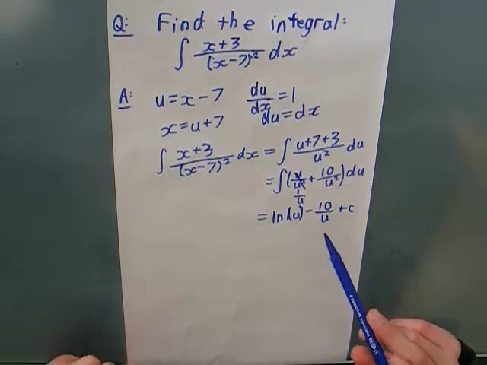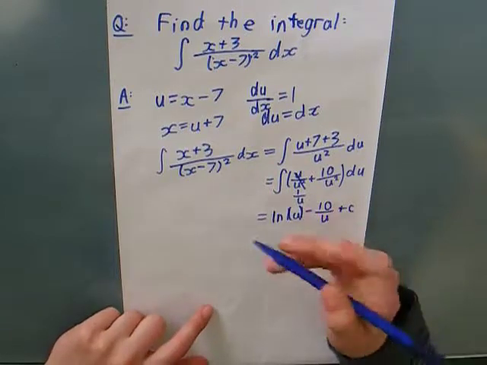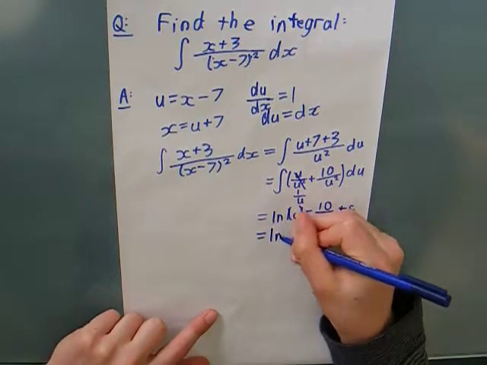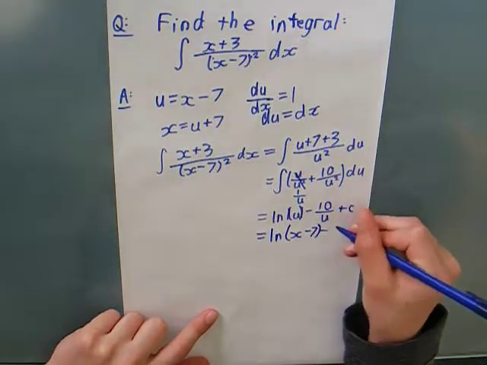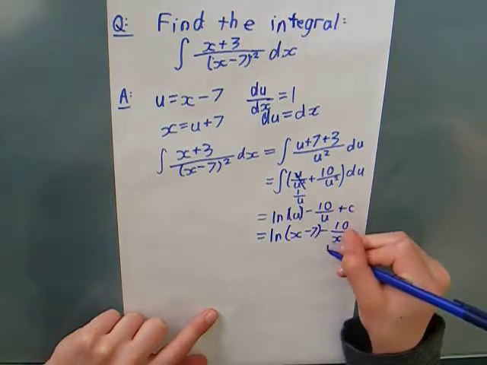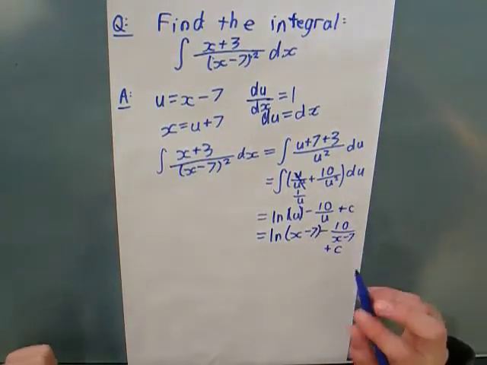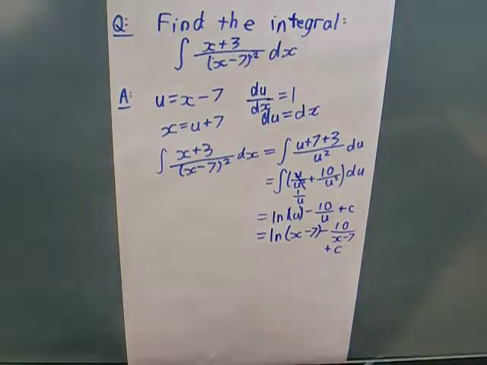I might have fooled you by going into my outro, but I still have to substitute for u, which will give me ln of x minus 7 minus 10 over x minus 7 plus c, where c is an arbitrary constant. So that was another more complicated example on integration by substitution.